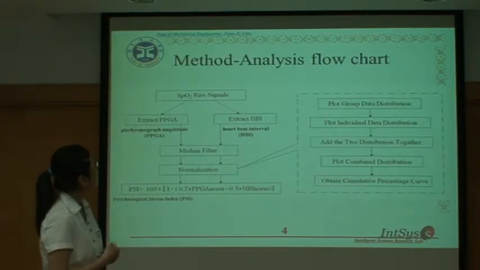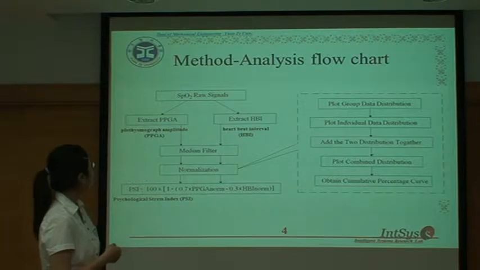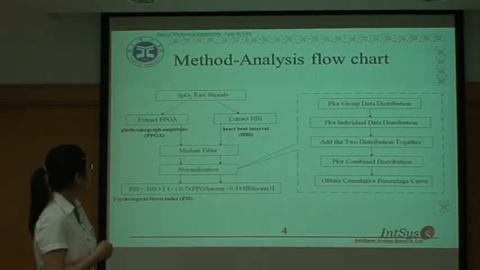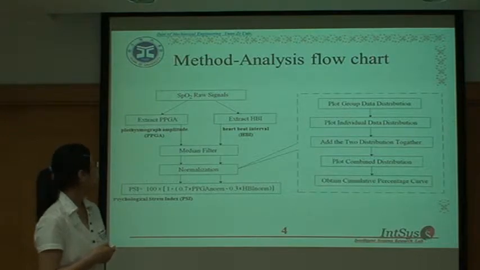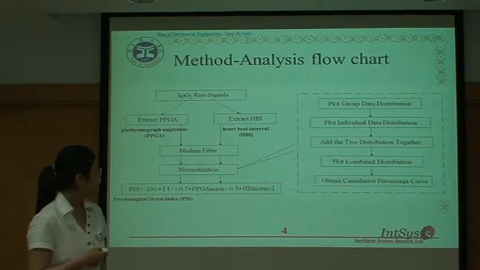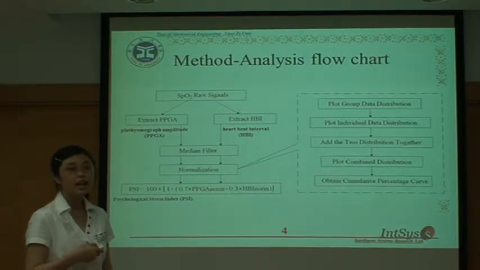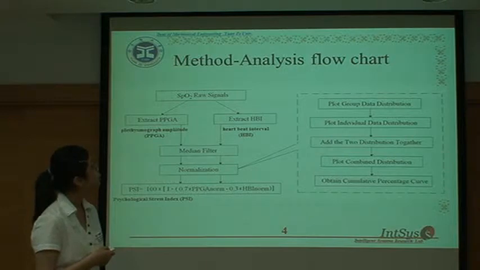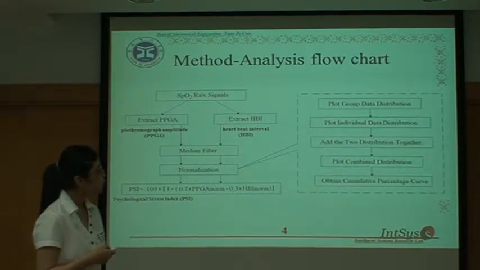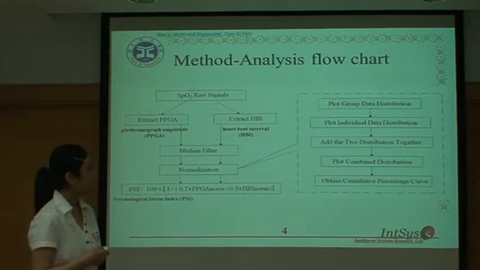So this is my analysis flow chart. First, we extract PPGA, the plethysmography amplitude, and HBI, the heartbeat interval, from SpO2 raw signals. After doing a median filter, we do normalization. The normalization is not as usual. We have to build a group database and obtain a cumulative curve to normalize. This problem we'll talk about later.